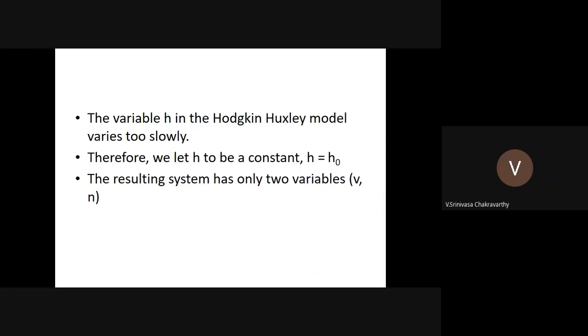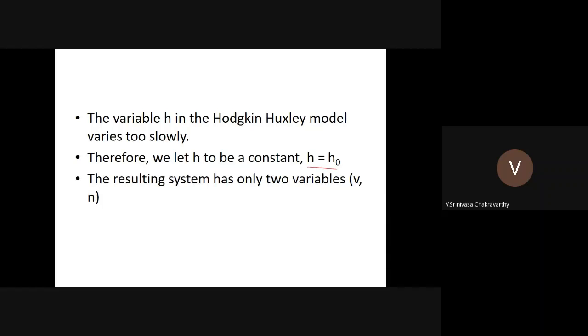So if a variable is too fast, you can kill it in one way. And if a variable is too slow or doesn't vary much, you can kill it in a different way. How do you do that? In this case, they found that the h variable doesn't vary much or varies too slowly. So they just assume that h is a constant, that is, h is equal to h naught.